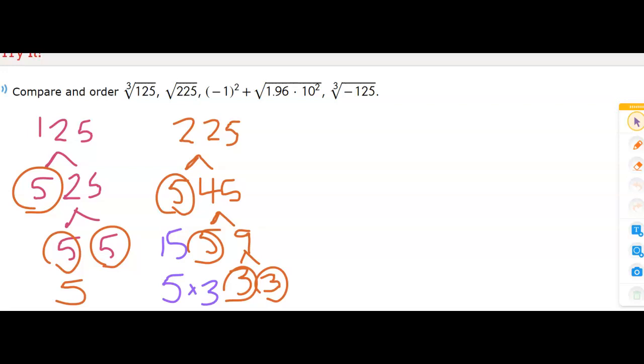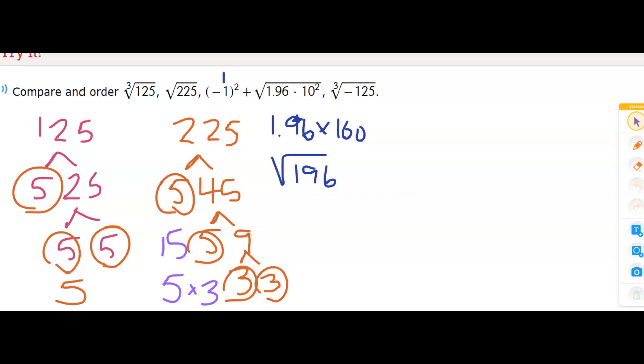And then we have negative 1 squared. So negative 1 times negative 1 is 1. So that's going to be a 1. And then we have the square root of 1 and 96/100 times 10 squared. So first, 10 squared is 10 times 10. That's 100. And then you have 1 and 96/100 times 100. What is that equal? 196. So now we have the square root of 196.